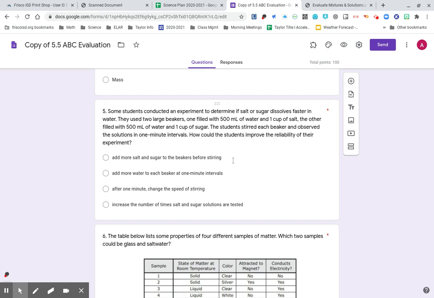Add more salt and sugar to the beakers before stirring. Add more water to each beaker at 1-minute intervals. After 1 minute, change the speed of stirring. Increase the number of times salt and sugar are tested.